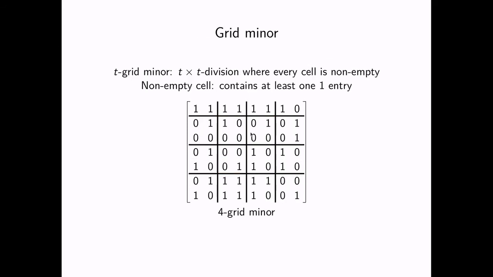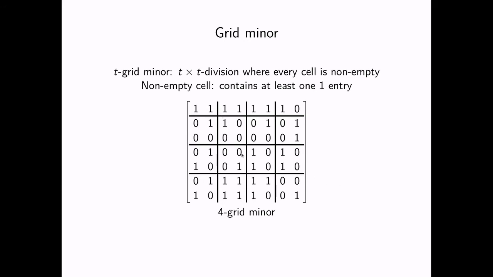So there are a couple more things that I want to define: the notion of a grid minor and of a mixed minor. So what is a grid minor? A T-grid minor is a T by T division. Here is an example with T equals 4.